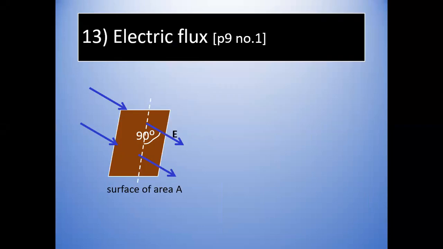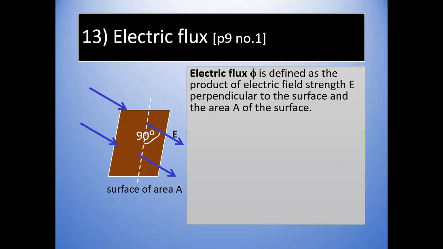Gauss's law. Okay, there's your area, your surface. Surface area A. There's the electric field coming out perpendicular to the surface. So we want to define a new term, electric flux. Number 1 in your book.